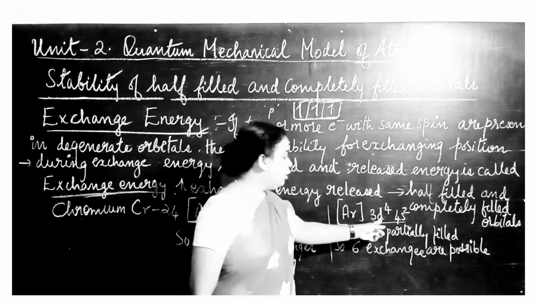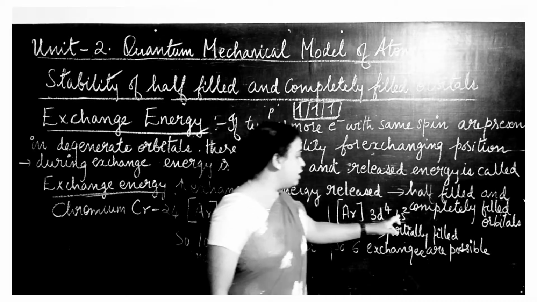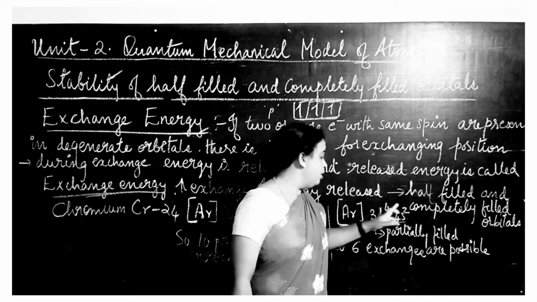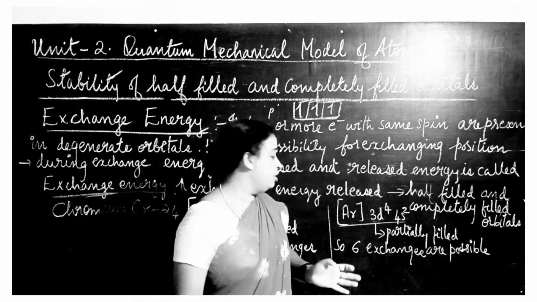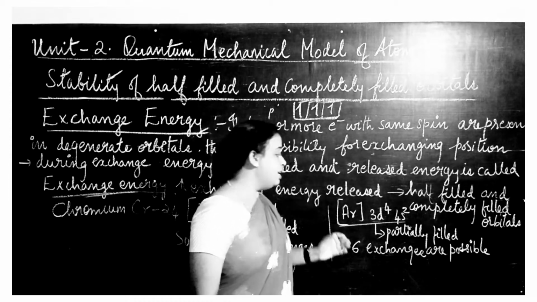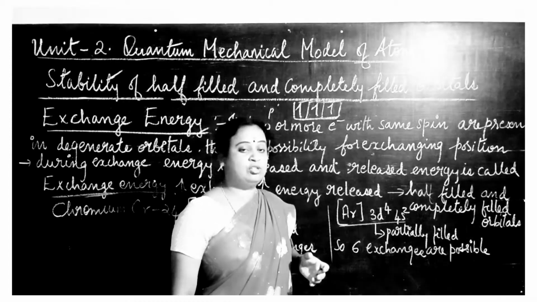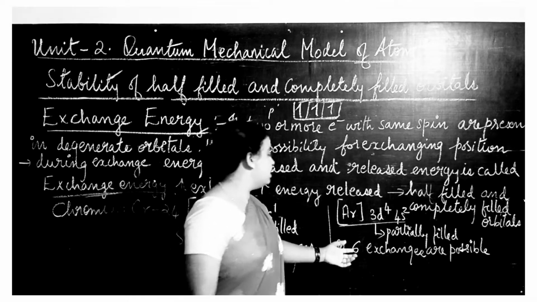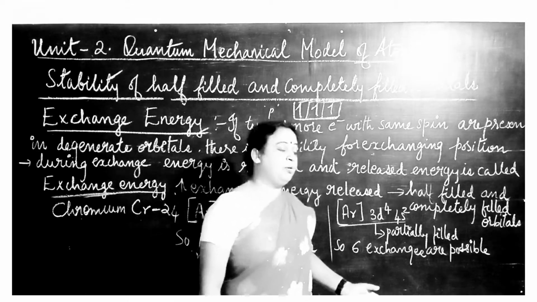Here the d orbital has only 4 electrons, whereas the s orbital has 2 electrons. So the d orbital is partially filled. Because of this, what happens? There are possible exchanges of electrons. How many? 6 exchanges are possible.